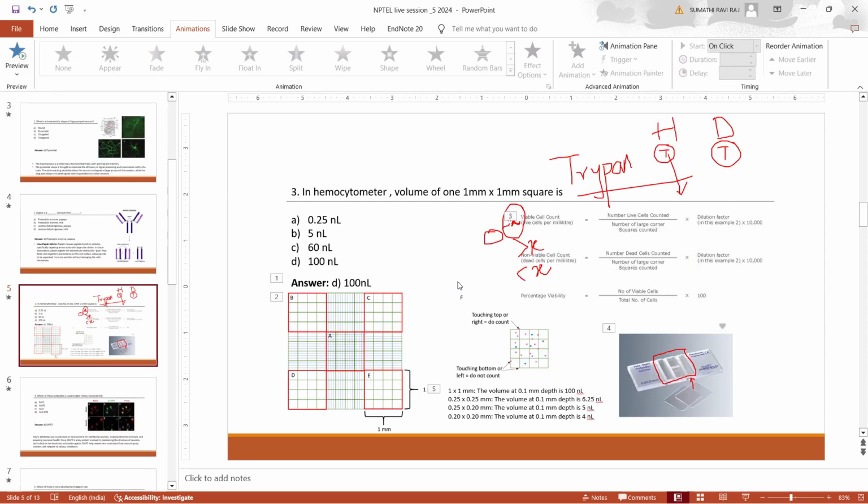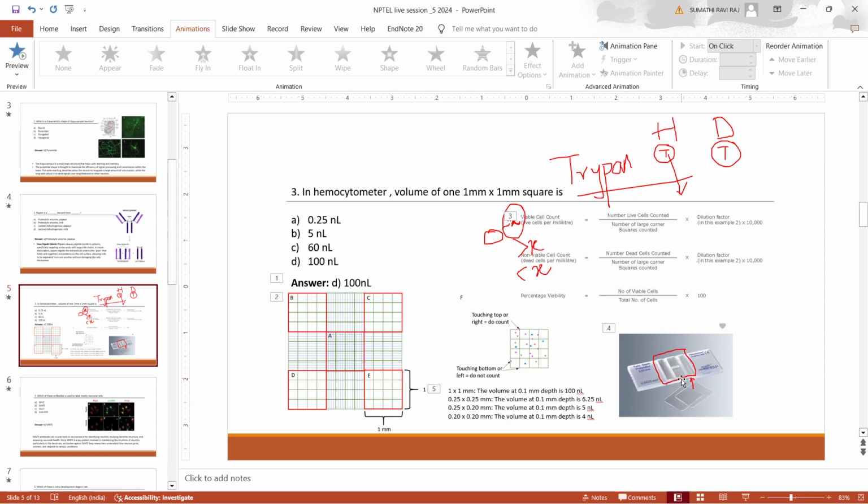Next is your hemocytometer. This is very helpful and handy and useful when you're culturing the cells in practical. So you should remember this always, and this formula should be by heart, and you should know to calculate. The quick calculation should happen. So in hemocytometer, the volume of 1 mm by 1 mm square is how much? It is 100 nanoliters. So this is how your hemocytometer looks.